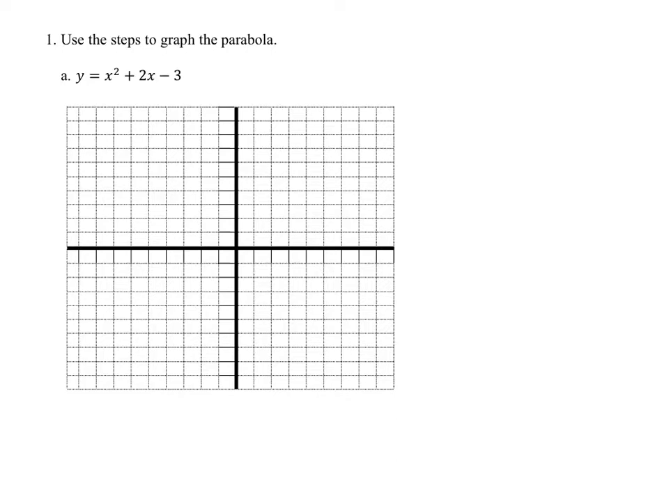So the first thing we're going to do is decide whether it opens up or down. I'm going to do that by identifying a, b, and c. A is 1, b is 2, c is negative 3. That means the parabola opens up like a cup. Good? Because a equals 1, which is greater than 0. So we're all good. Next, we're going to get the x-coordinate of the vertex and develop a symmetry table to help us graph it.